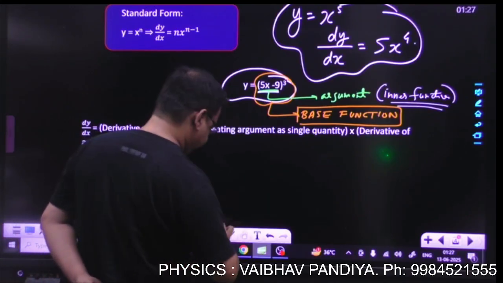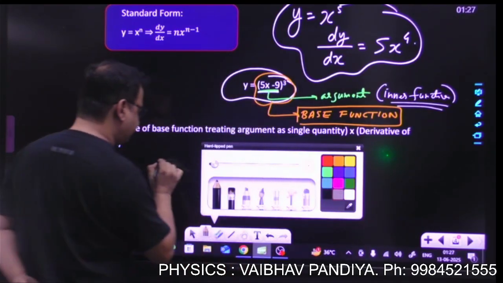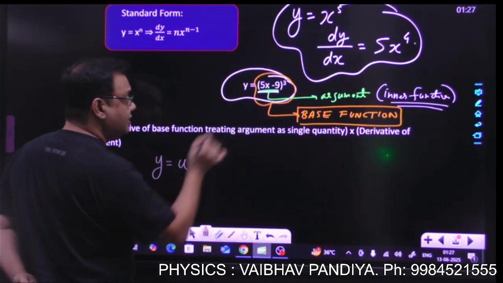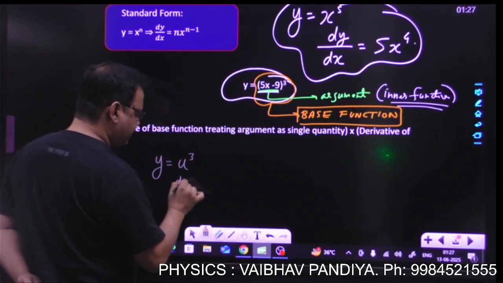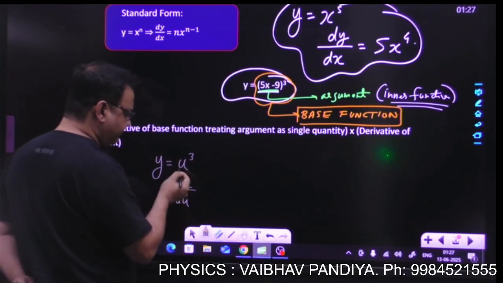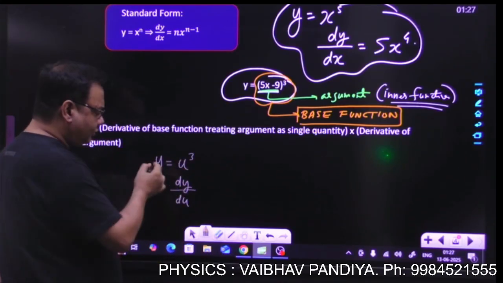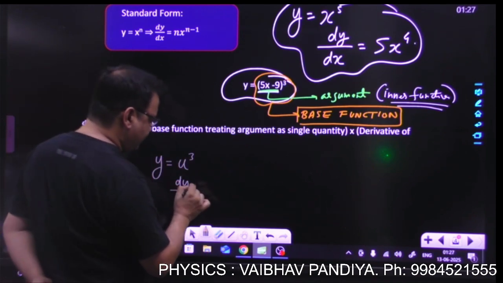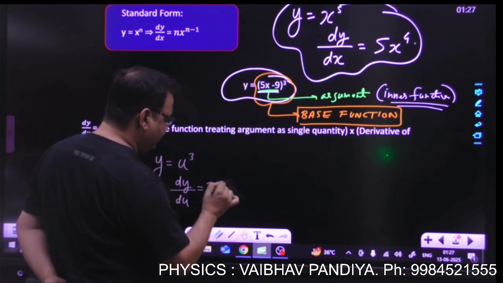Okay, now just think, had it been, instead of 5x minus 9, had it been y is equal to u power 3, then we could easily find dy by du. Here we can find dy by du, not dy by dx, because y is u index 3. So dy by du would be 3u square, correct?